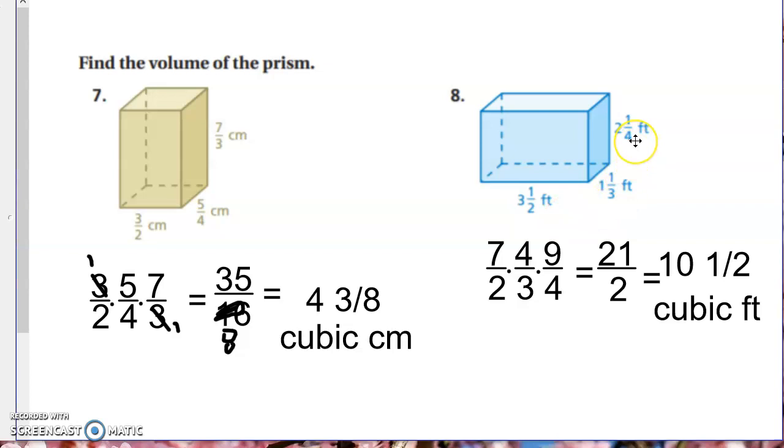Second one here, I rewrote each of those as improper fractions to make it much easier for me to multiply them. So 3 times 2 is 6, plus 1 more is 7 over 2. 3 times 1 is 3, plus 1 more is 4/3. 2 times 4 is 8, plus 1 more is 9. So then I look to see if there's anything I can cross cancel, and I see those 4's can be cross canceled. I see that 3 can be canceled with that 9. Then 7 times 1 times 3 is 21. 2 times 1 times 1 is 2. Now I can divide 21 by 2. 2 can be taken out of 21 10 times, and that leaves me with 1/2 left over. So the volume of this one would be 10.5 cubic feet.